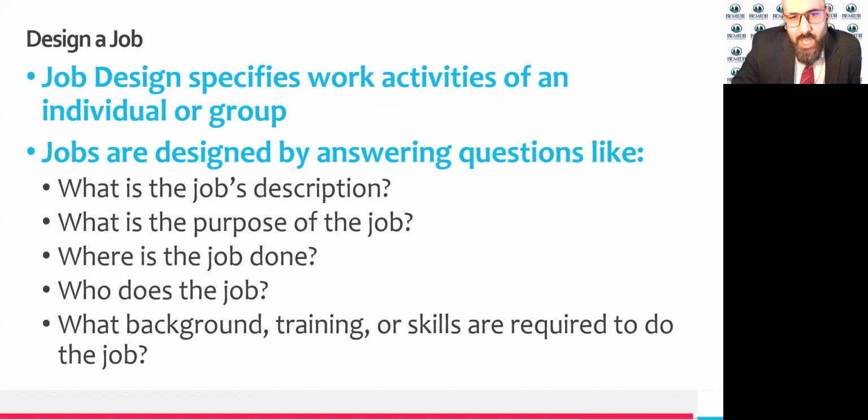We design a job for specific activities, whether an individual project or a group of activities. When we design the job, we need to answer questions such as the job description, the purpose of the job, where the job is to be done, who does the job, and the background, training, and skills that are required to do the job. Whenever we design a job, we consider these factors.